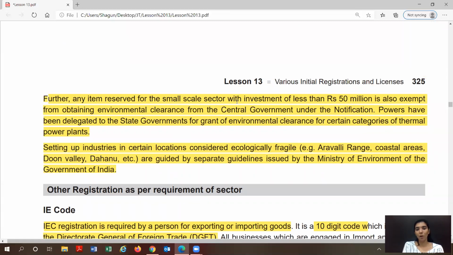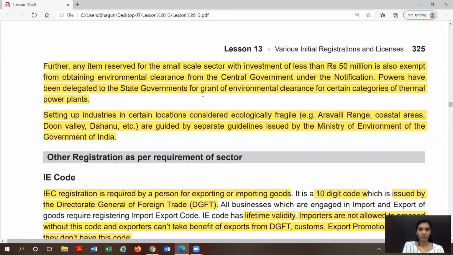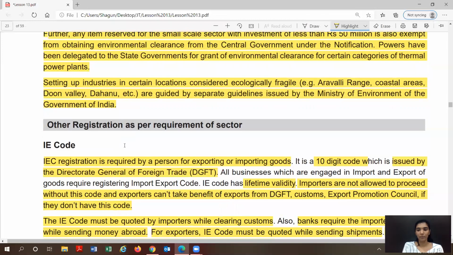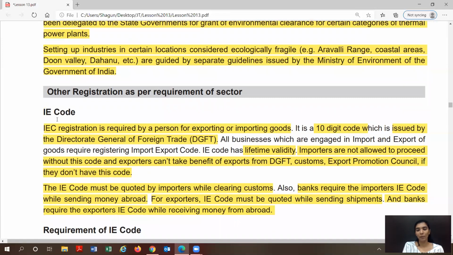Further, any item in small scale sector with an investment of less than 50 millions is not applicable or is not required to obtain for environmental clearances from the central government. Also, there are certain ecologically fragile areas. They are separately guided by the government through the guidelines issued by the Ministry of Environment of Government of India. इसके अलावा और क्या registration आपके ध्यान में आता है?